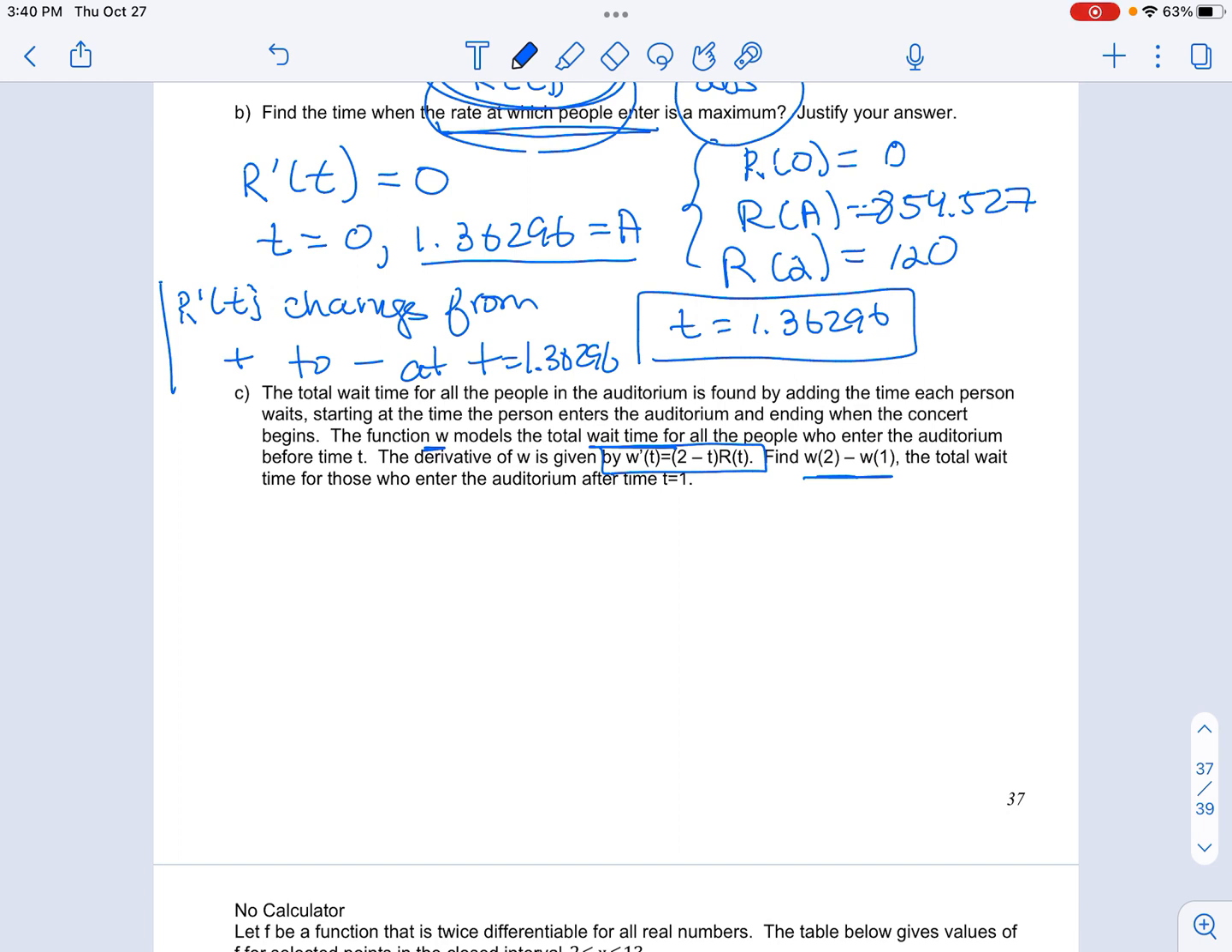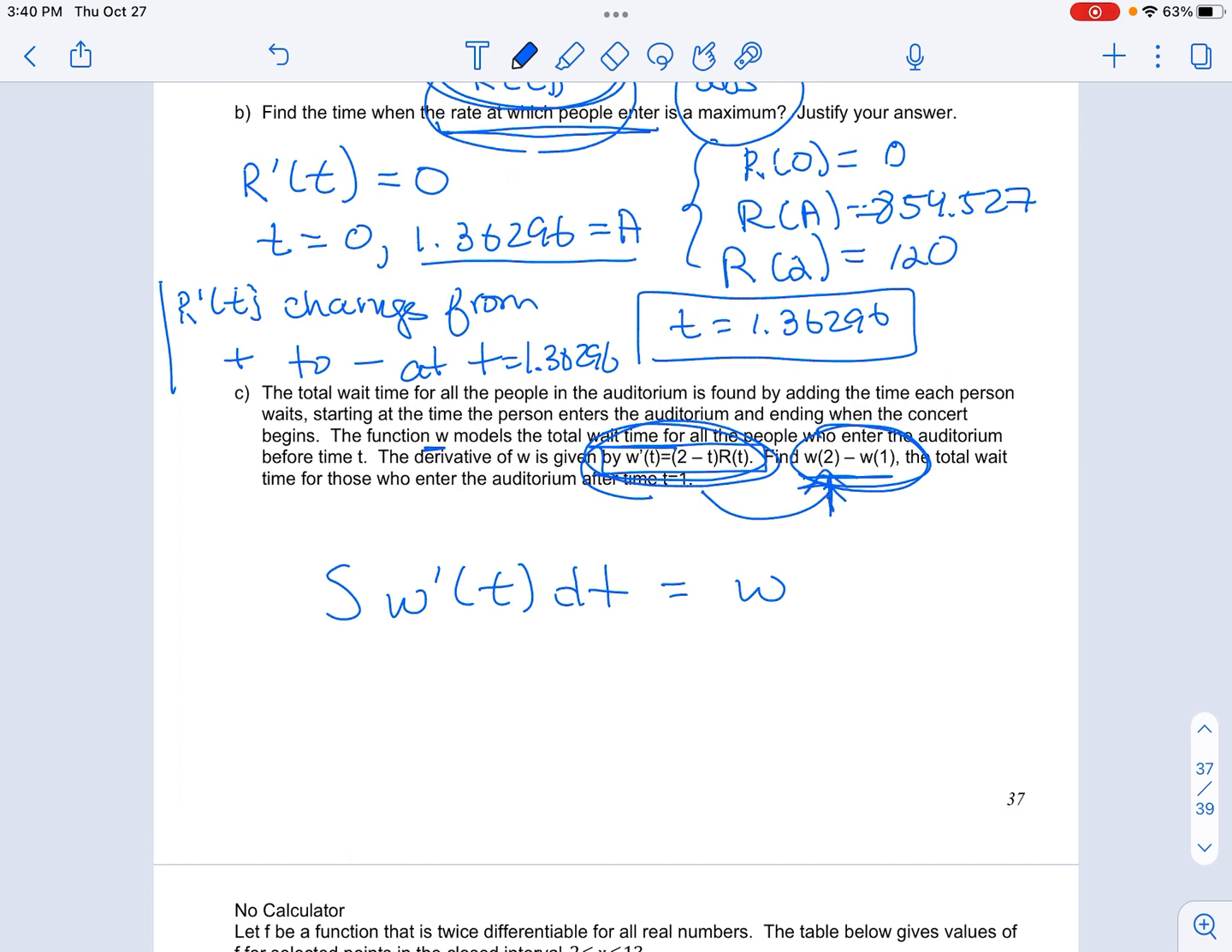So this is what I'm given, W prime. I'm trying to get to W of 2 minus W of 1. So think about what you're trying to get to. I'm trying to get from here to here. Well, if I have W prime, I'm trying to get to W. The only way that can happen is if I take the antiderivative. So first step is trying to figure out what operation I'm going to perform. So I'm going to take the antiderivative of W prime, because that will give me W somehow.